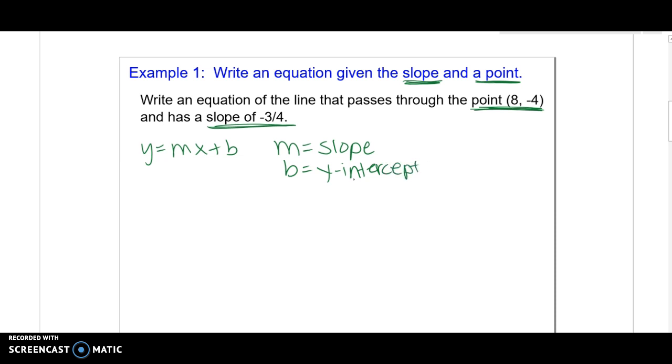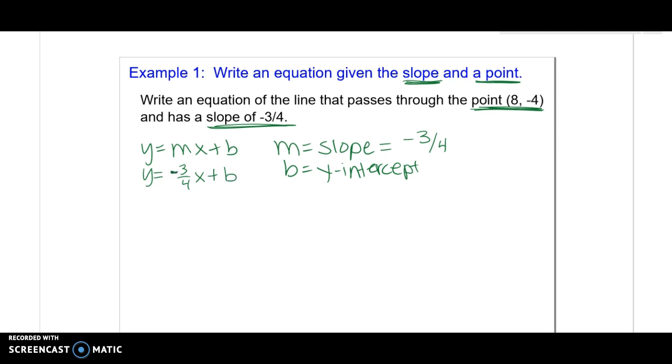We do know the slope based on our problem. It tells us that the slope here is -3/4. So we're going to use that to start building our equation, and then I will tell you why the point is relevant. So let's go ahead and write what we know in this notation. So we have y equals m, which is -3/4, x plus b. We don't know b yet, so we can't fill that in. So how are we going to figure out b?